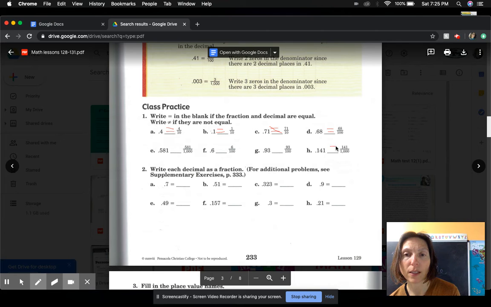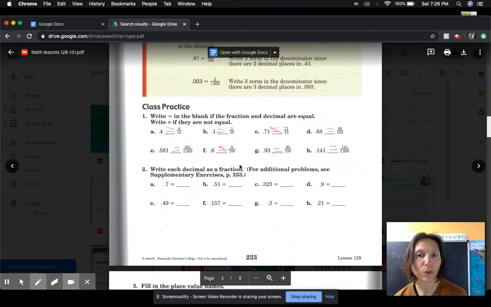0.141 is equal to 141 1,000ths. 0.93 is equal to 93 100ths. You see the 3 is in the hundredths place. 0.6 is 6/10ths, so not equal to 6 100ths. And 0.581 is equal to 581 thousandths.